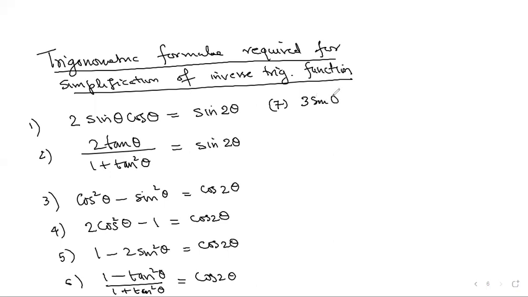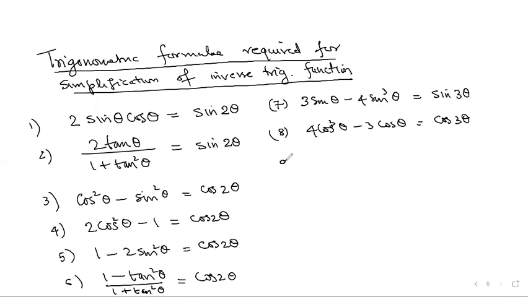3 sin theta minus 4 sin cube theta. Whose formula is this? Sin 3 theta. Then 4 cos cube theta minus 3 cos theta. Cos 3 theta.